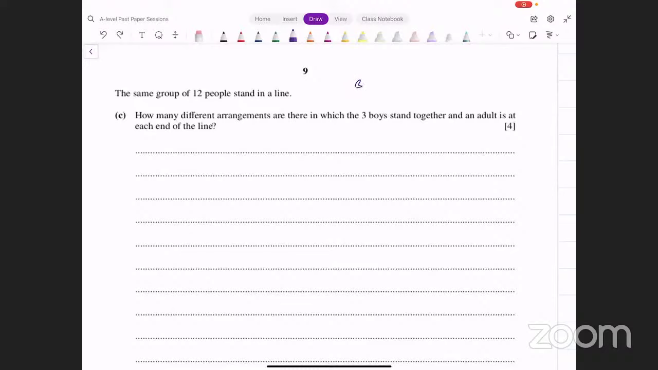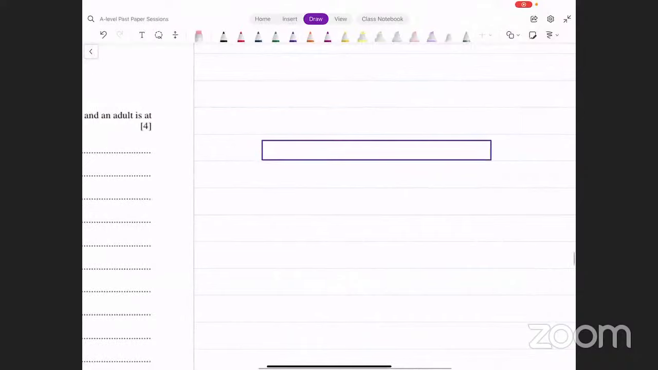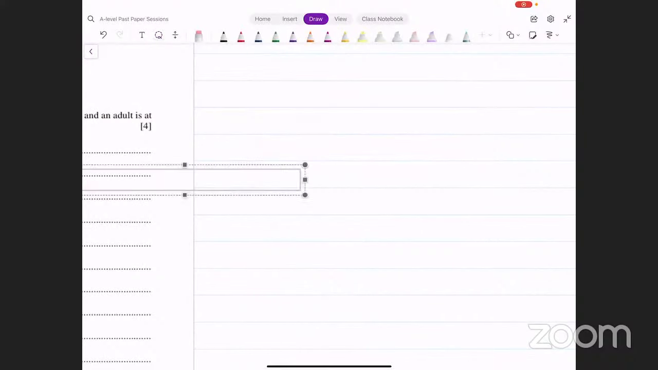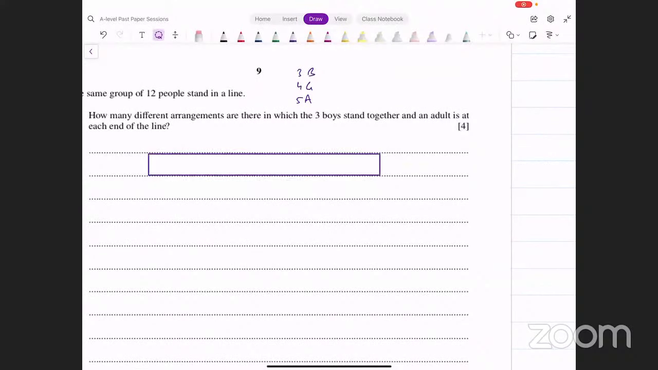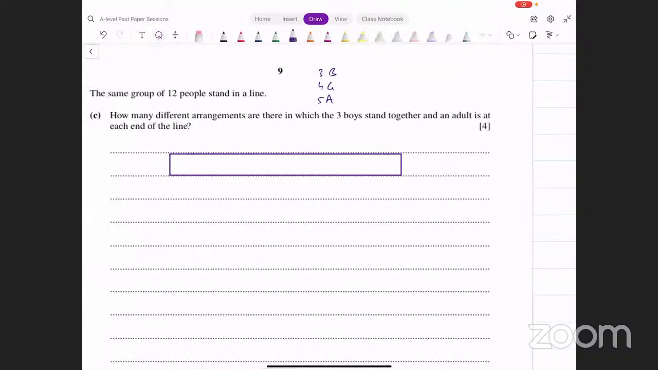अच्छा. Now let me just write down. There were 3 boys and there were 4 girls and 5 adults. Okay. Adults need to be on the ends. तो हम यहाँ पे क्या करते हैं? I'm going to draw some boxes here. Let's try to use this representation. इससे आसान हो जाता है थोड़ा सा समझना situation को.